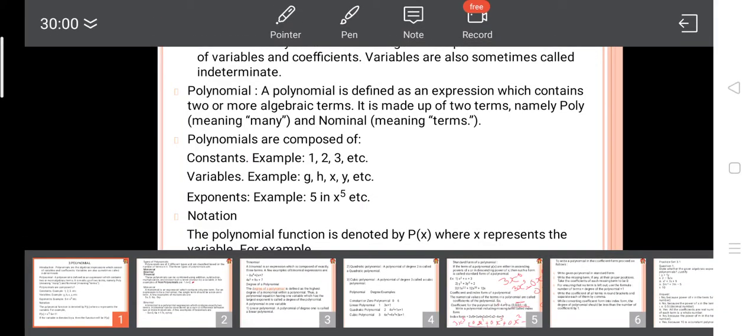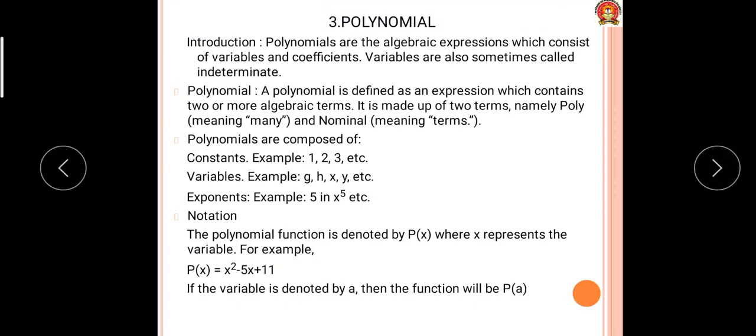Good morning, students. Yesterday we started our new lesson, that is polynomial. What is meant by polynomial? This is just a revision I am taking because some students are confused. Students, a polynomial is an expression which contains two or more algebraic terms.